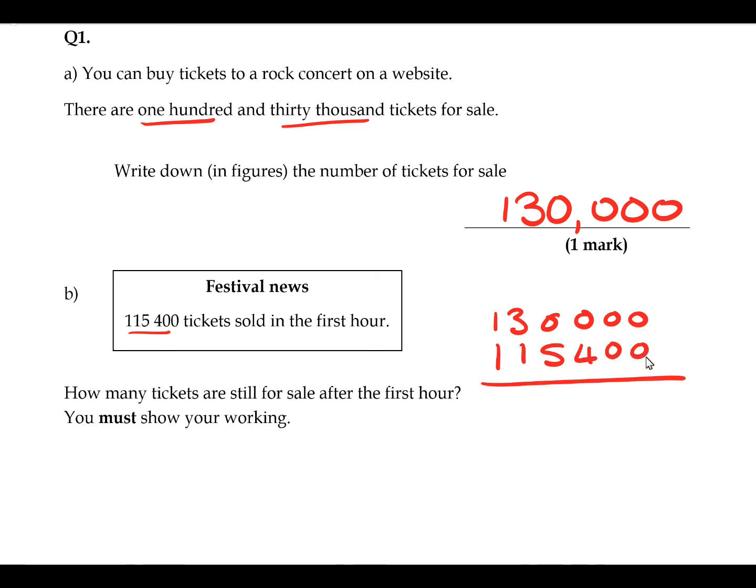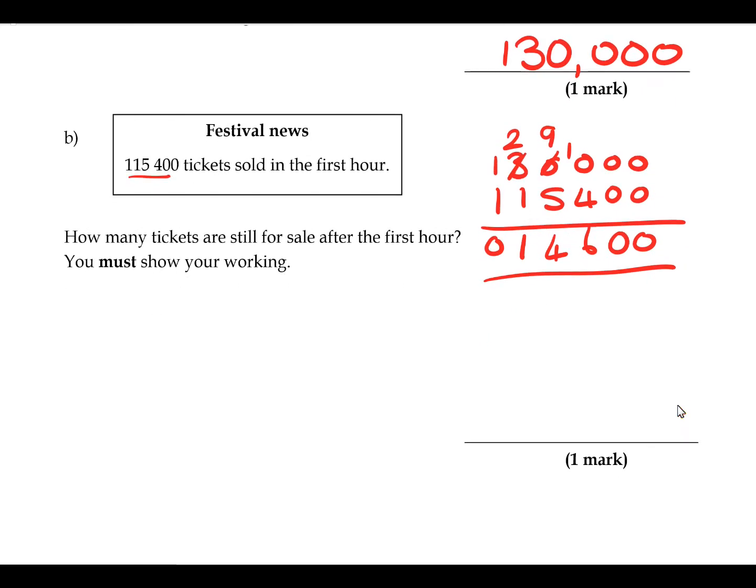115,400. So 0 from 0 is 0, 0 from 0 is 0. 4 from 0 doesn't go and we need to borrow one. We can't borrow one from the next one along, so we need to go along. So this becomes a 9 and this becomes a 10. 4 from 10 is 6, 5 from 9 is 4, 1 from 2 is 1, and 1 from 1 is 0. So the number of tickets left for sale after the first hour is 14,600. Don't forget to write this on the answer line.